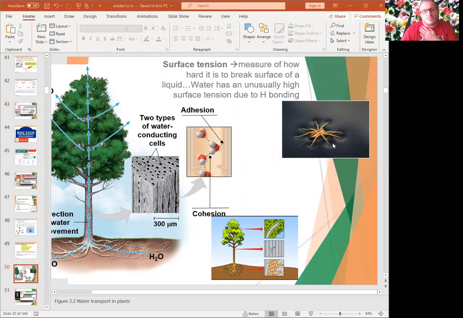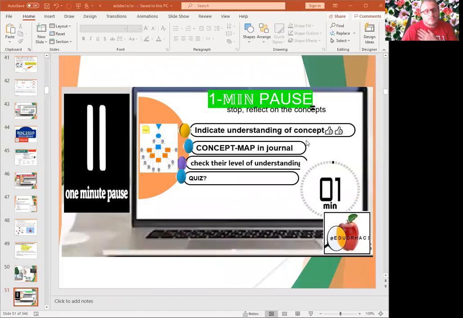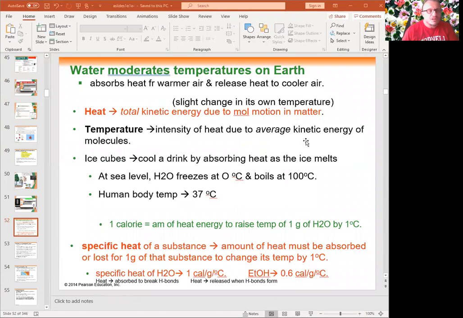Surface tension is a measure of how hard it is to break the surface of a liquid. Water has unusually high surface tension, again due to hydrogen bonding. Water also moderates the temperatures on Earth. Temperature moderation occurs because heat is absorbed when hydrogen bonds break. This results in a high heat of vaporization, so when water evaporates it leads to evaporative cooling.